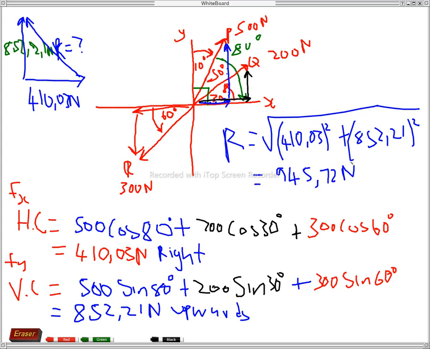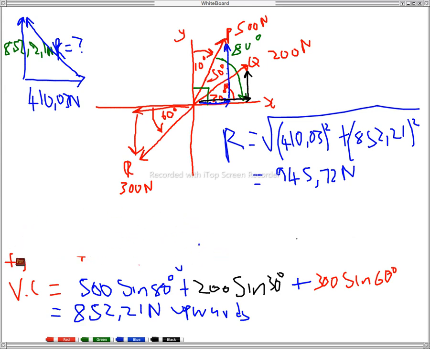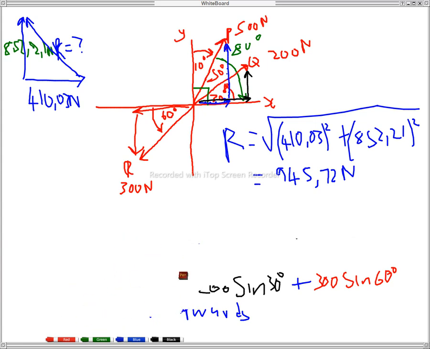This is the resultant that they were asking, but we are not done yet. We have to determine the direction of the resultant. So when we determine the direction, let me just make some space because the board is full here. I will just remove this. I hope you're taking notes, or you can just rewind and go back, and if you didn't take notes, take notes.